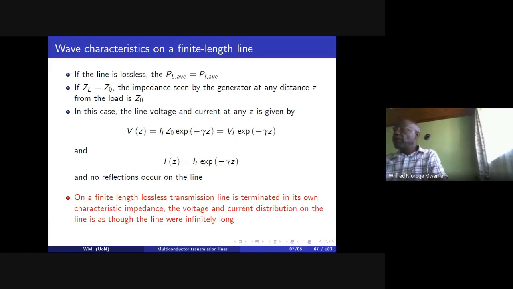There would be no reflections or no reflection components on that line. So in this case, the line is said to be matched to the load.